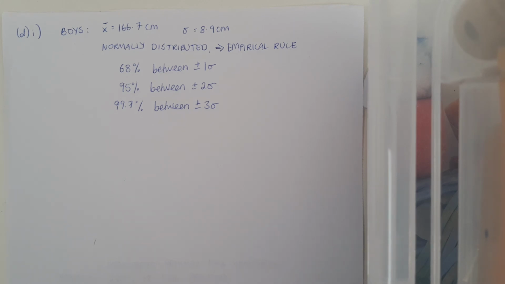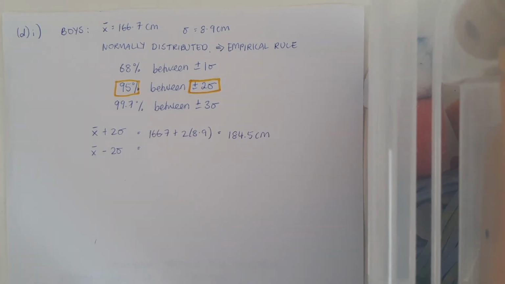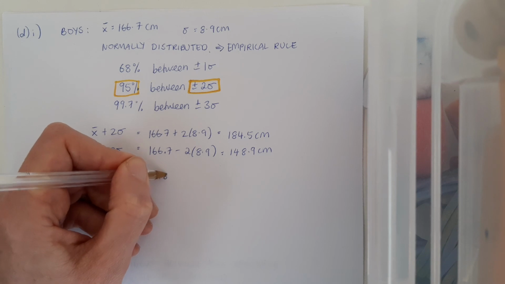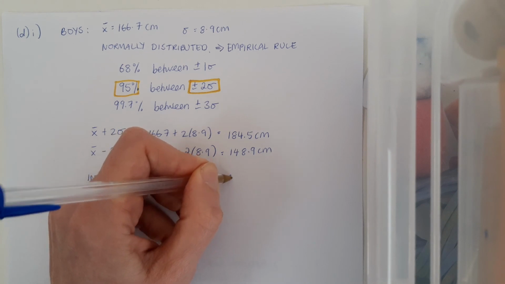Now, I'm interested in the 95% category. So I'm going to want to take the mean, add on 2 standard deviations, and subtract 2 standard deviations, and that will give me my range. So first of all, I'm going to add on 2 standard deviations, and that's going to bring me up to 184.5 centimetres. And then I'm going to subtract 2 standard deviations, which brings me down to 148.9 centimetres. And the question said, find the interval that will contain 95% of the heights. So the interval in question is from 148.9 up as far as 184.5 centimetres.